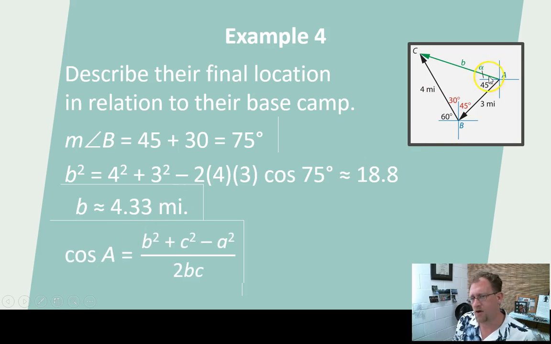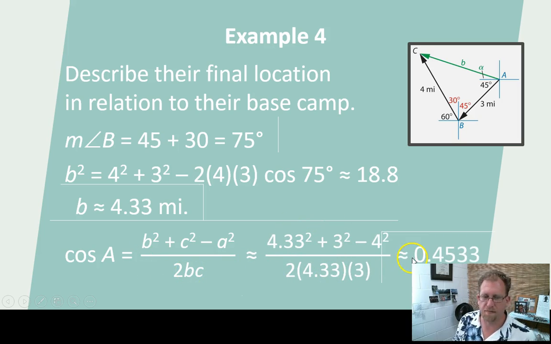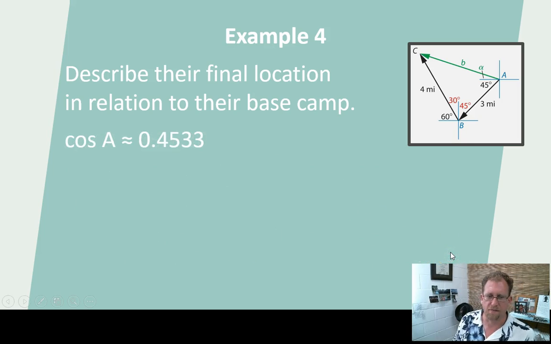4.33. Now I need to know this measure right here. Well, this is 45 plus something. I can solve for this whole angle and then subtract out the 45, and that will tell me what this is. So let's solve for this whole angle using the law of cosines as well. B squared plus C squared minus A squared, divided by 2BC. I'm going to plug in what I know, and I'm going to find out that cosine of A is 0.4533. Take the arc cosine of that, and find out that the measure of angle A is 63 degrees.